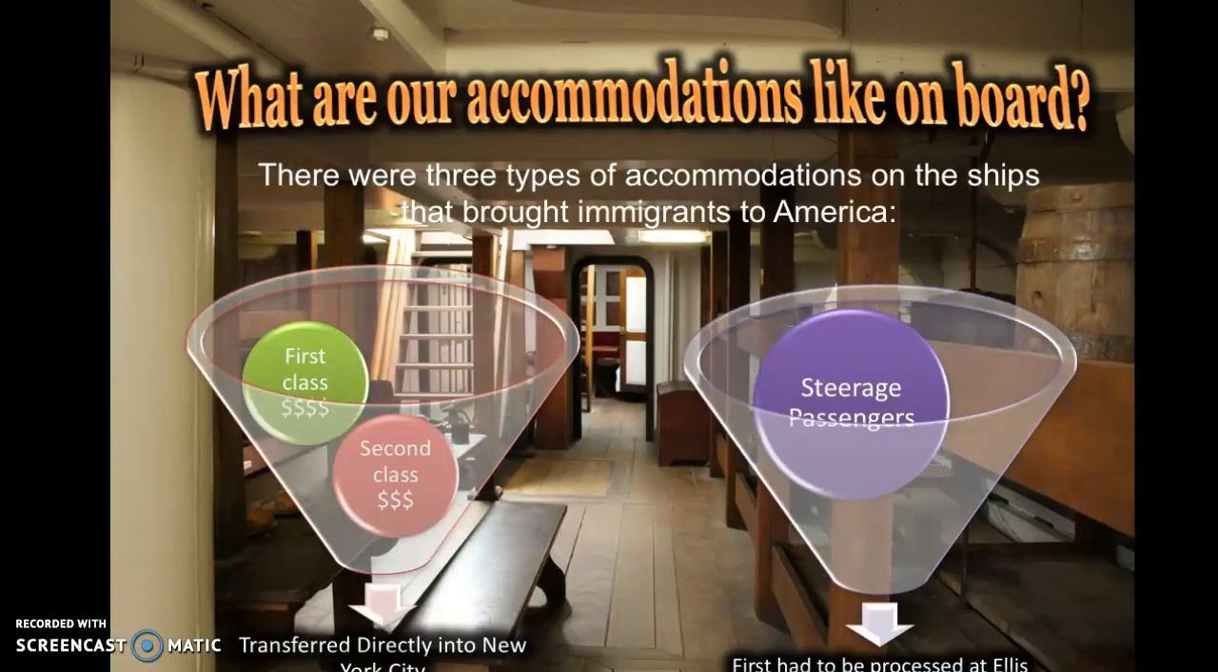You could either choose to come as a steerage passenger, which the vast majority of folks were. Those were the poorest, who could not afford first and second class tickets, and they were also treated much more poorly than the first and second class immigrants. The first and second class folks were able to go directly to New York City.